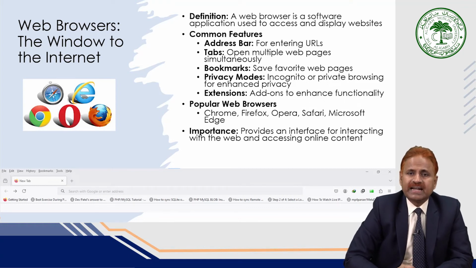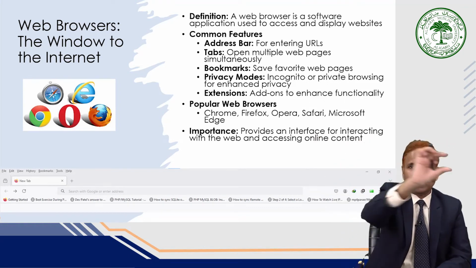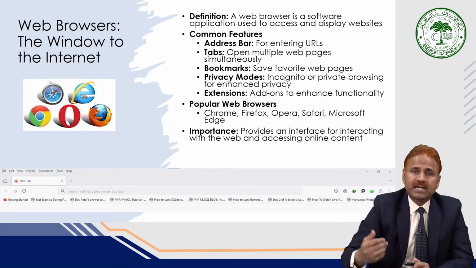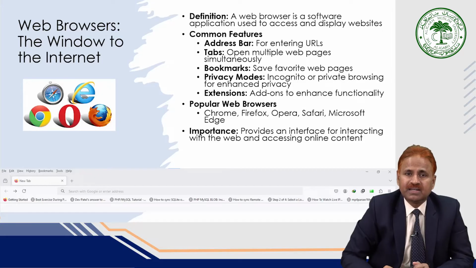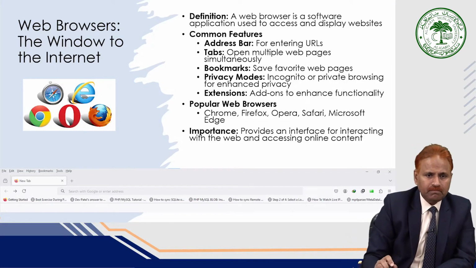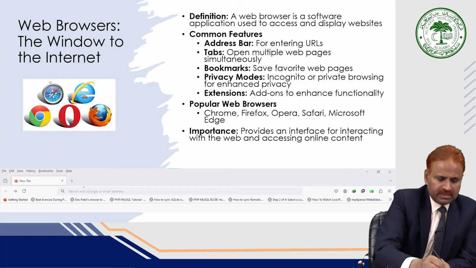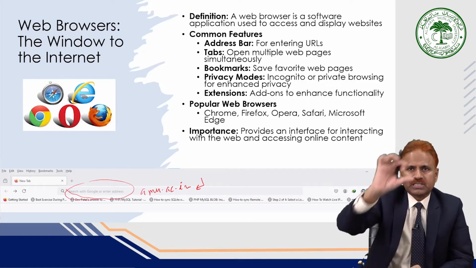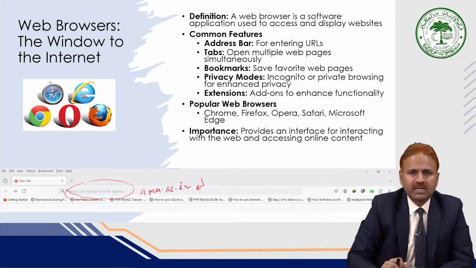So the common features are the address bar. On the top of the screen, you have the address bar, where you can write the URL of the website which you want to visit. So you can see here, the address bar is like that. You see here, at the topmost part of the screen. You can write down, say for example, amu.ac.in. The moment you write it and press the enter key, it will bring you to the website of AMU. So this appears on the topmost part of the screen.